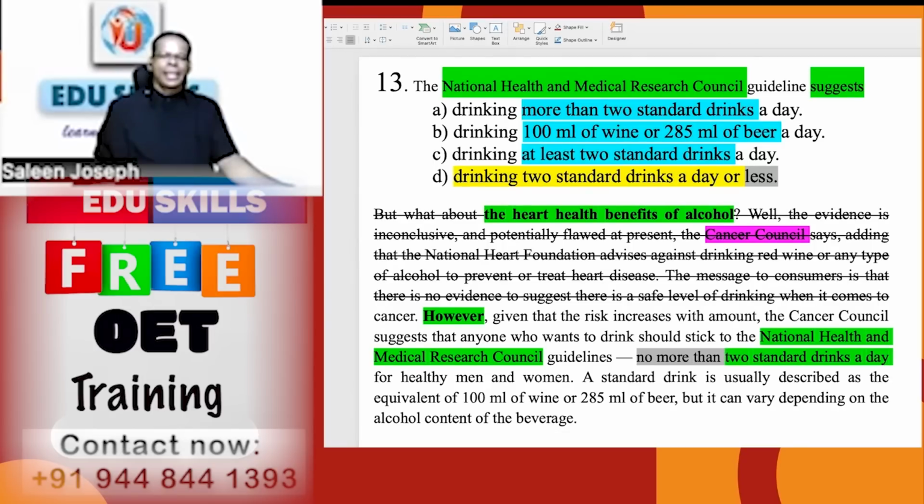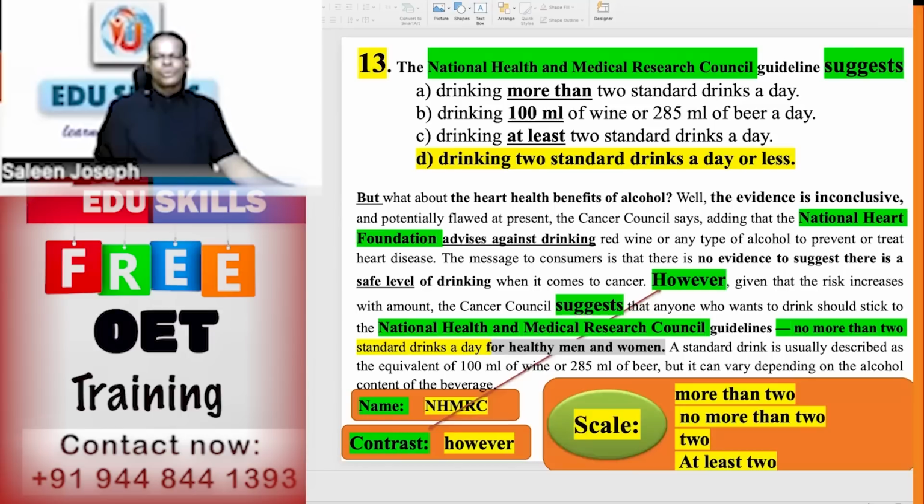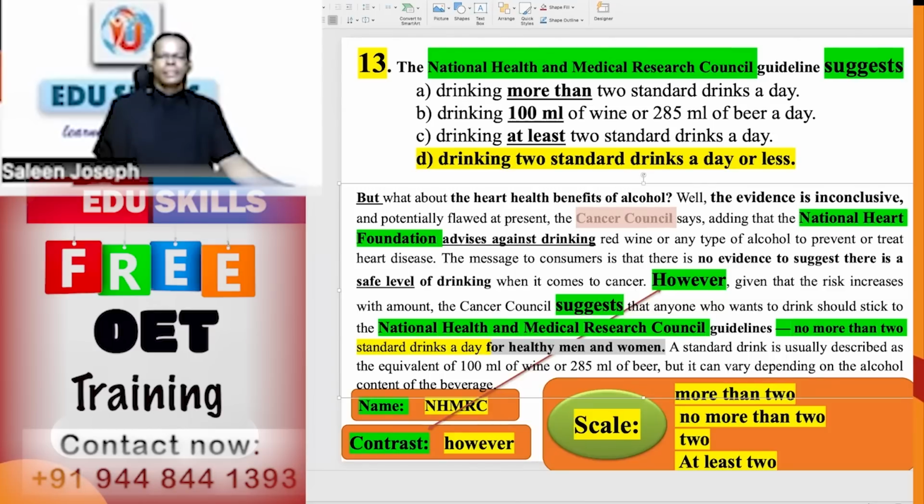Thank you. Now, again, I am stressing on this paragraph just to show you, see, more than the scale, 100 ml at least. There's a difference: at least 2 standard drinks means you can drink more than 2 standard drinks. Drinking 2 standard drinks a day or less means you should never drink more than 2 drinks. So that's a scale expression. So there are 3 names: Cancer Council, National Health Foundation, and National Health and Medical Research Council. So there are 3 names, and you should be focusing on this particular name.